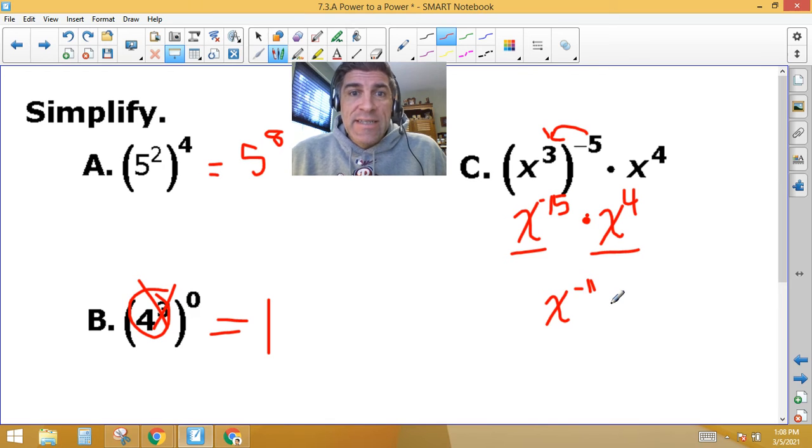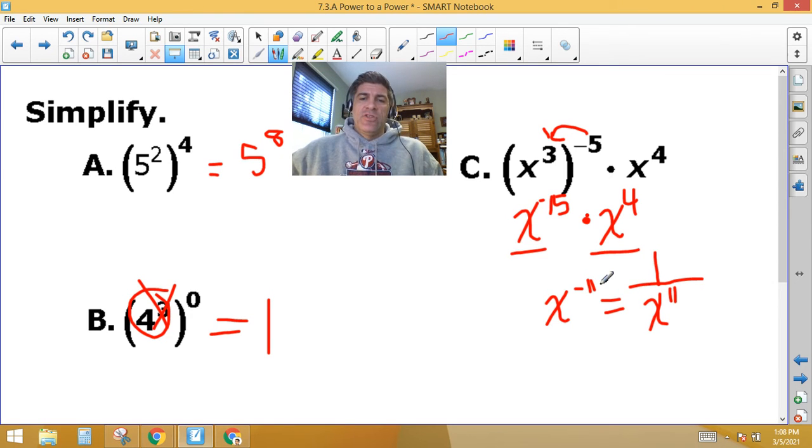But wait, I'm still not done. I have a negative exponent, which per the rules is not simplified. I now have to do the reciprocal and make it a positive 11. So all of this simplifies down to that.